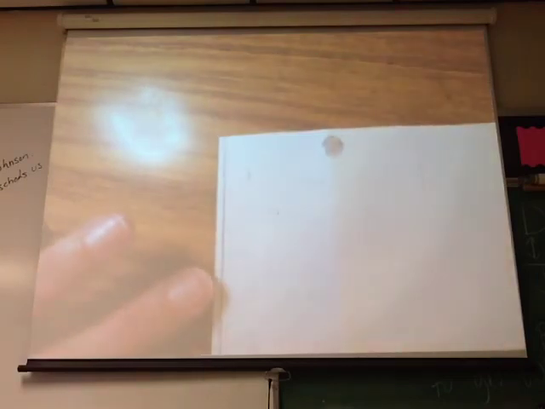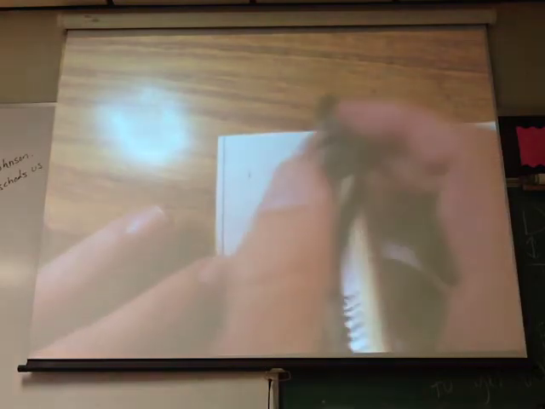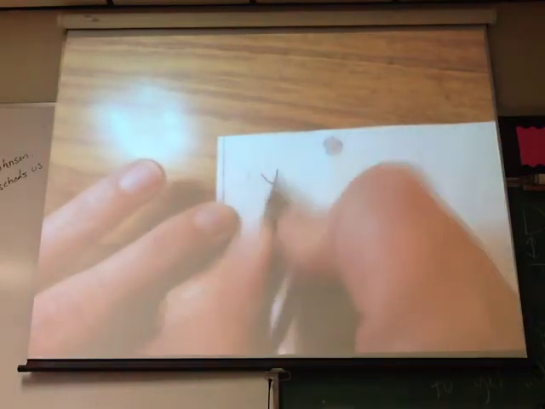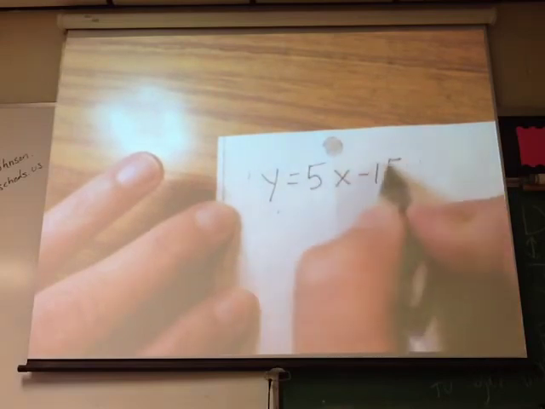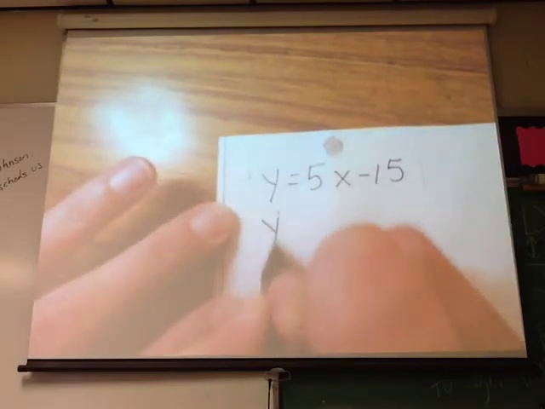Now, here's one like I was talking about. I'm going to write it up here because there's some blank space up here. This one looks a little different. You've got a little more work to do, and you will have some on your examples that you practiced today, okay? So let's write this out. y equals 5x minus 15. And then y equals 2x.